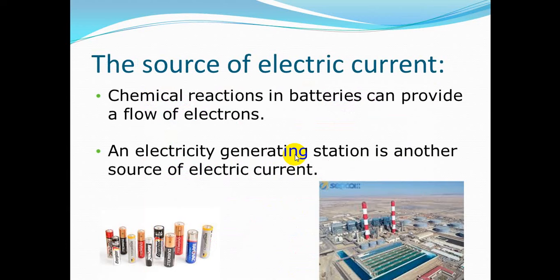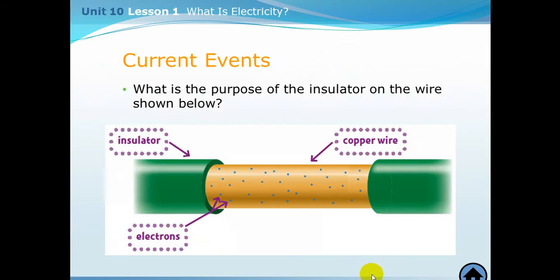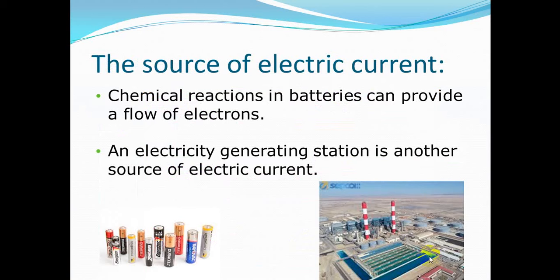So what are the sources of the electric current in our country or in the world? The first one is the chemical reaction in batteries, which can provide a flow of electrons. And the second source is an electricity generating station. Here the chemical reactions in the batteries give us a source of electric current. And here, this is in Riyadh in Saudi Arabia, the electricity generating station.